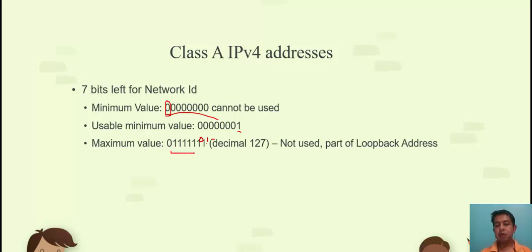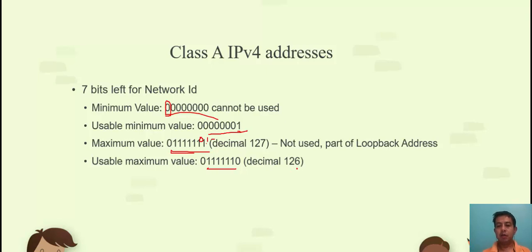But the last value, the maximum value, also cannot be used. This is a specific special number known as a loopback address. We'll discuss it in a little bit of time. So the minimum value of all zeros cannot be used, and the first usable minimum value is this one. The maximum value also cannot be used because it is used for a specific purpose. So the maximum usable value is this one, which is decimal 126.